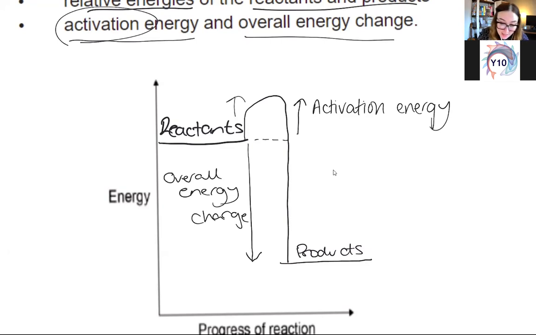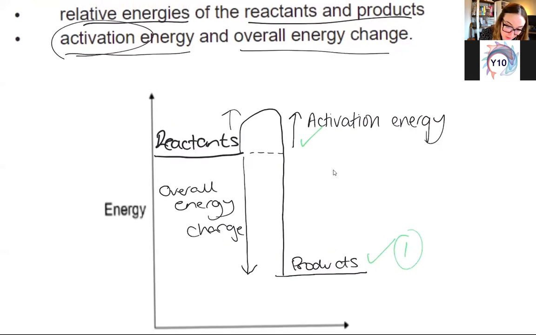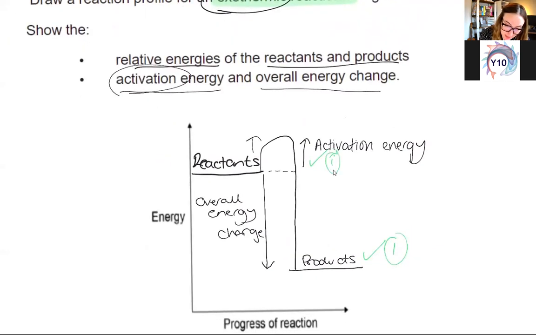Okay, now here you can see that you get 1 mark for simply saying that reactants and products are at those 2 different levels. Okay, your second mark is for the labeling of your activation energy and making sure that you draw the bump. Okay, if you draw the bump and don't label activation energy, you may get a mark. And the overall energy change is from the reactants to the products here, okay?